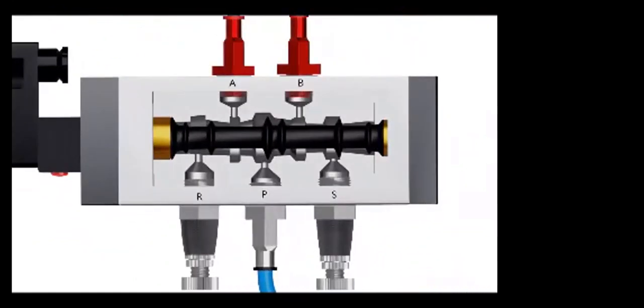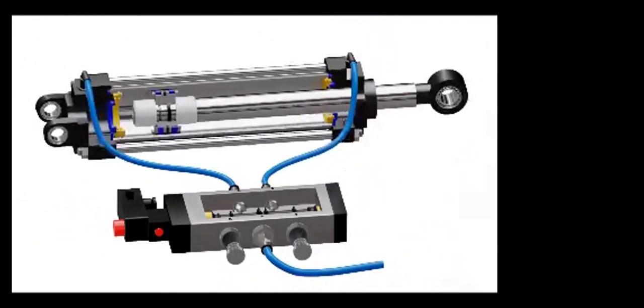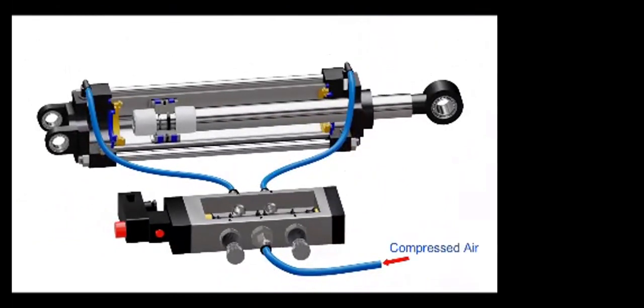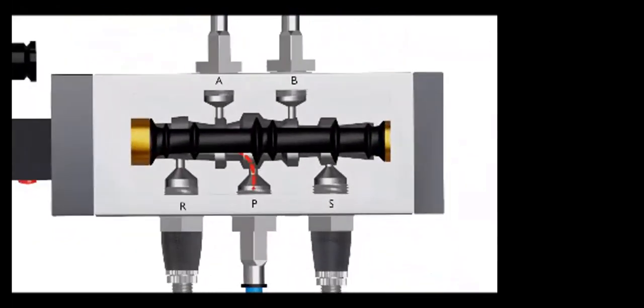The ports A and B are connected to the cylinder. Port P is connected to the compressed air supply unit. Ports R and S are exhaust ports to which the pneumatic mufflers are attached. Now let's understand how a pneumatic cylinder works. The compressed air is supplied through inlet port P of the valve. The valve directs air to a particular direction, which we can observe in the animation. In this case, the air is directed to port A.